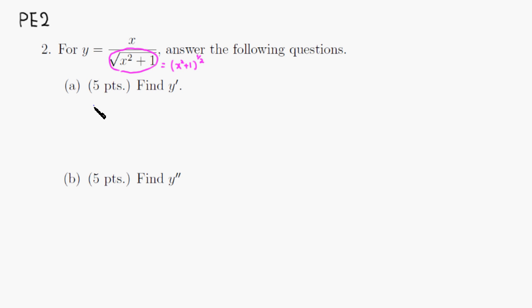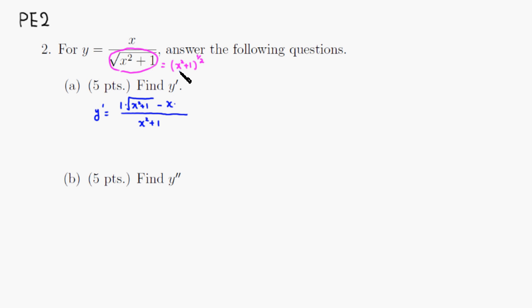I'm going to use the quotient rule. So y prime is equal to, so square the denominator. The square root is gone, so I'm just going to write x squared plus 1. Then take the derivative of the top. Derivative of x is 1, times the bottom, which is the square root of x squared plus 1, minus x, the top guy, times the derivative of the bottom.